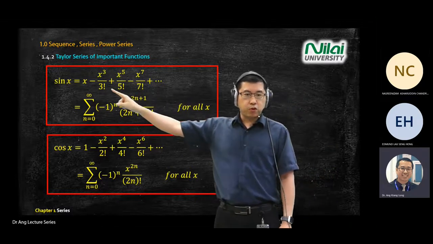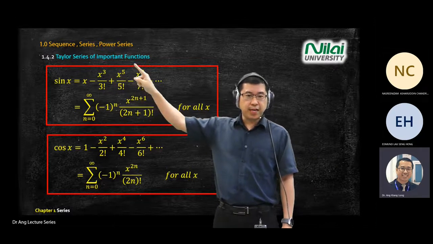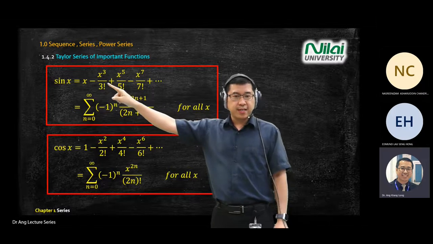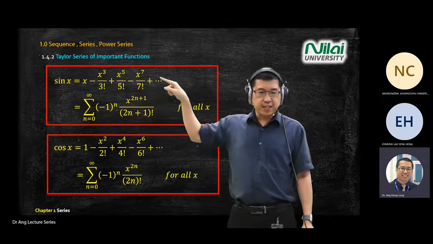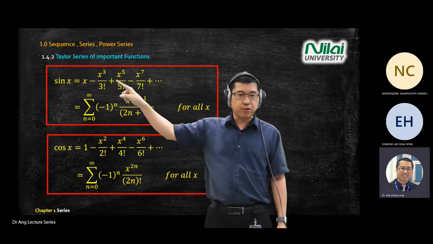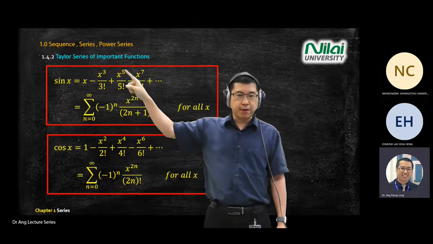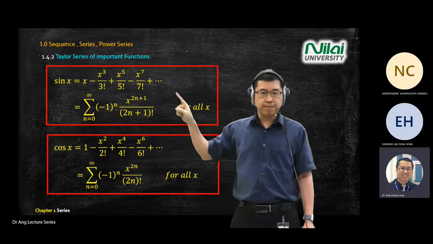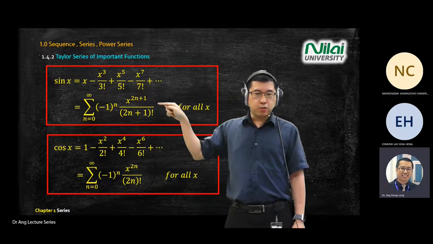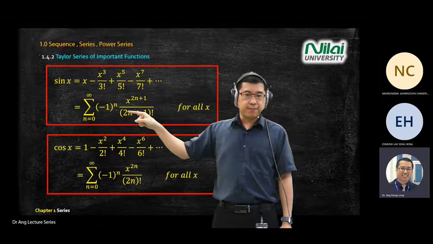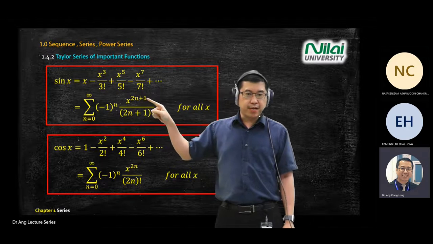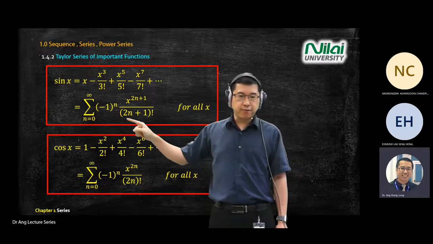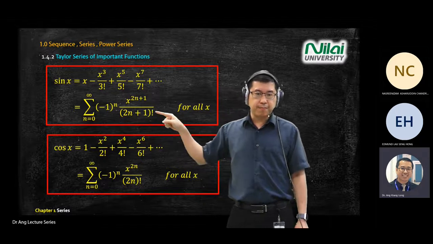If you need to process a sine equation or Taylor series that gives you an equation in sine, inside the question you see sine x times something, it means you need to use this one. You can expand the equation: x minus x power 3 divided by 3 factorial plus x power 5 divided by 5 factorial minus and so on. Or you can straight away use this equation to develop the above equation: minus 1 power n, x power 2n plus 1 divided by (2n plus 1) factorial, for all the x values.